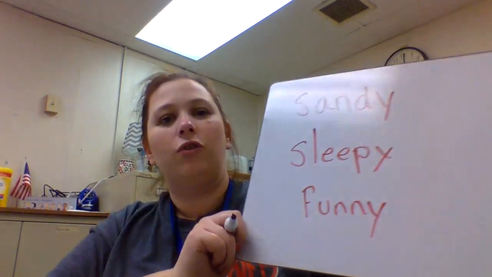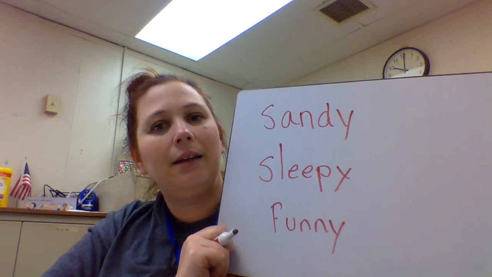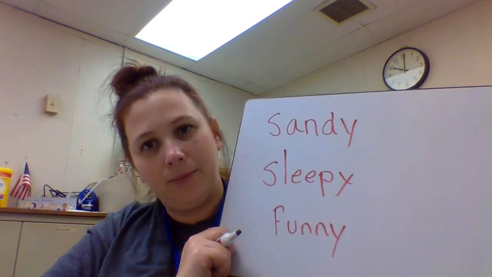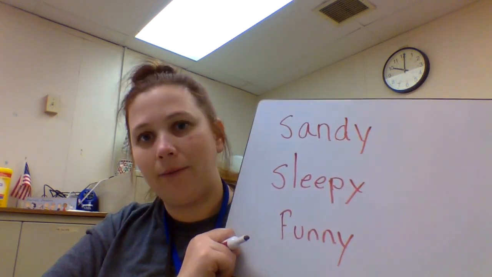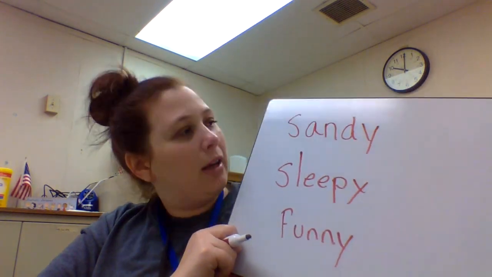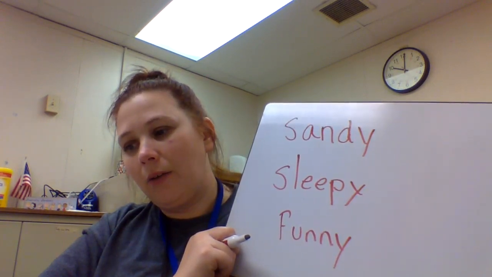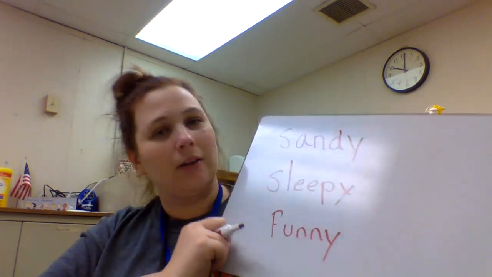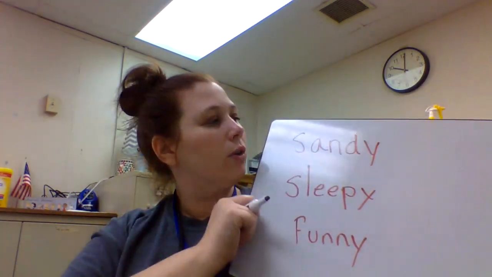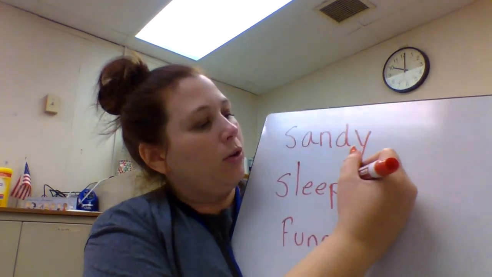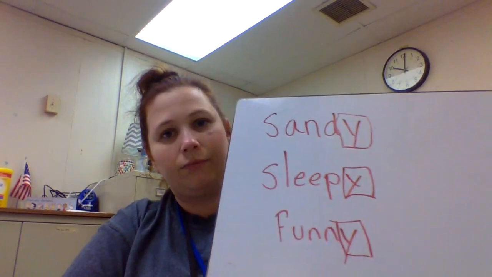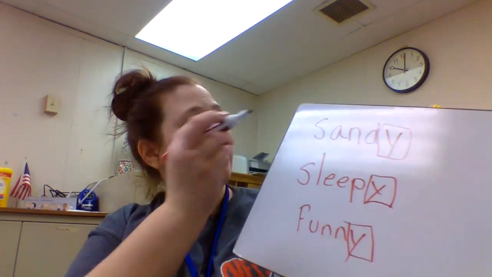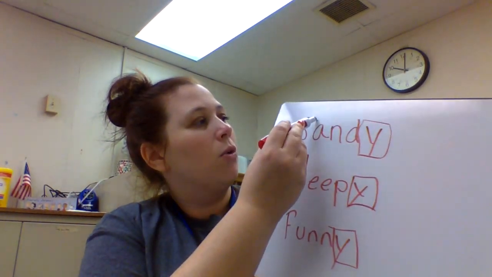What do you notice about each of these words? Sandy, sleepy, funny. These are all words without the Y, right? Sand, sleep, and fun. So in this case, Y can also be a suffix. And when Y is a suffix like this, so when we notice that we have a full root word before our Y, we're going to code our Y with a box to show that it's the suffix.